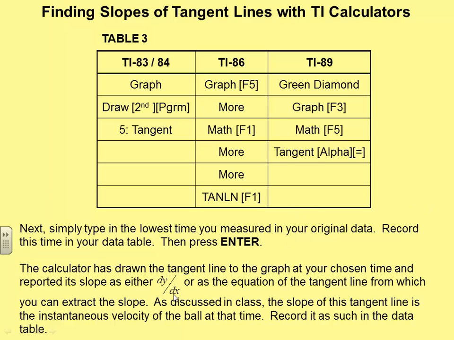Now, if you're using an 86, it'll give you this and a number. This is essentially calculus speak for velocity. So the velocity would just be the number. For most of you, it's going to give you a y equals mx plus b form of your tangent line. And so if you take the slope off of there, the first number, the one right next to the x, that is your velocity. And you would put it into your data table for that time. So that's the velocity for that time because, as we talked about, the slope of the tangent line on a position time graph is the instantaneous velocity of the object.